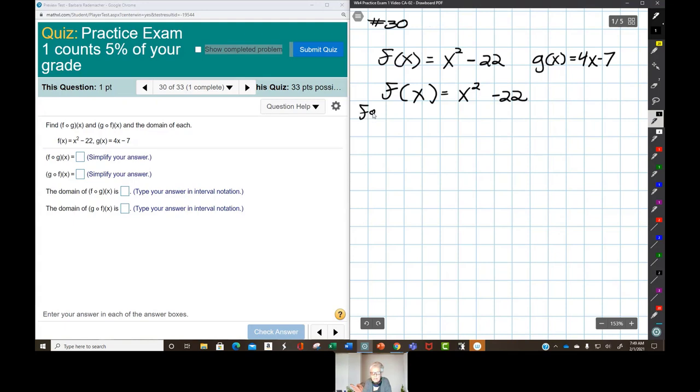So f of g of x is f of g of x, which means I put g of x in for every x. So this is going to be g of x squared minus 22. So I have to look up here and see what g of x is. It's 4x minus 7. So that's going to be parentheses 4x minus 7 squared minus 22, which is going to be 4x minus 7 times 4x minus 7, all right, minus 22.